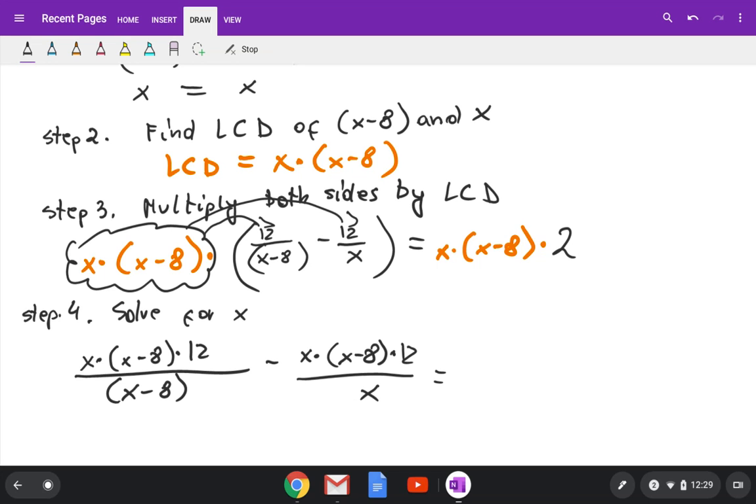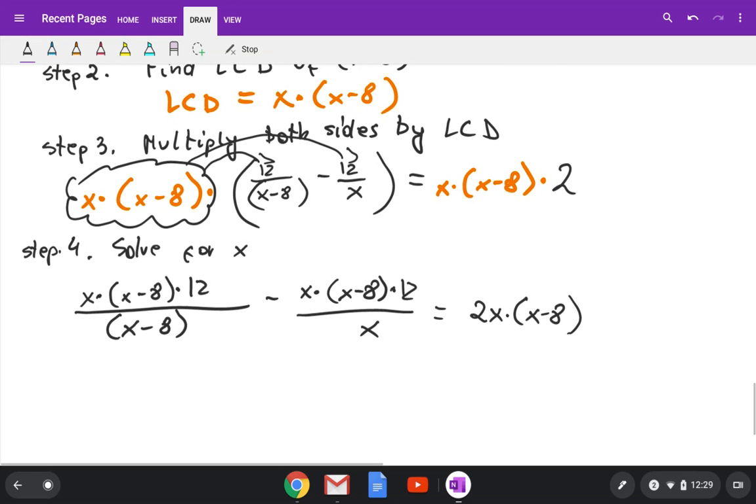equal to 2x times (x minus 8). Here we're going to distribute that in a second. Here we see that x minus 8 will cancel, and here x will cancel. So to simplify that, we're getting 12x minus 12 times (x minus 8).